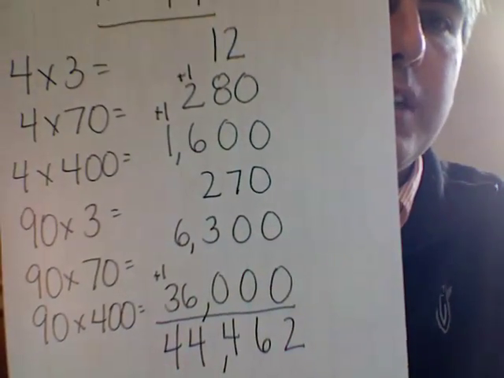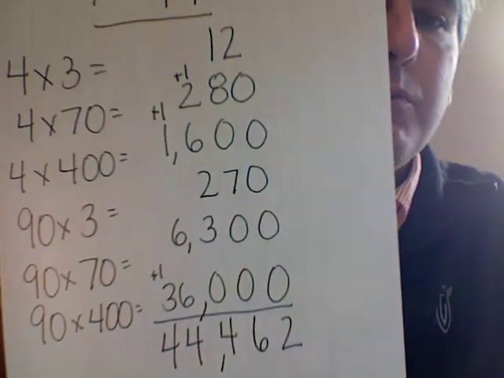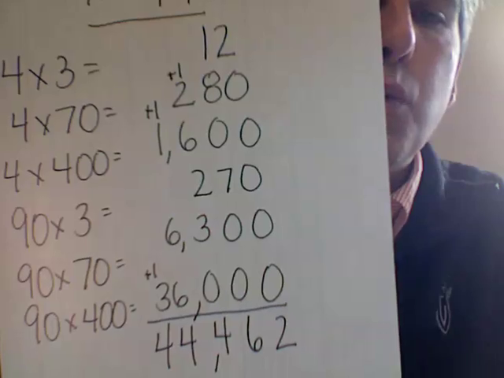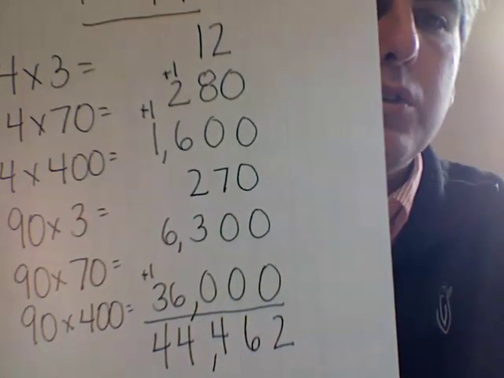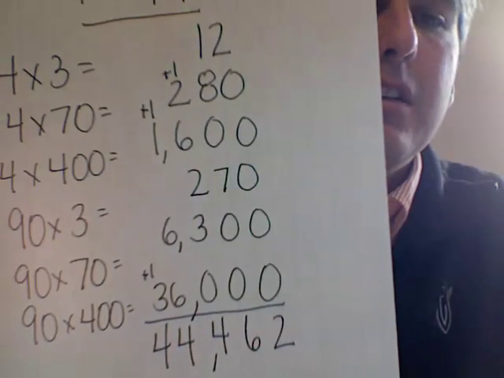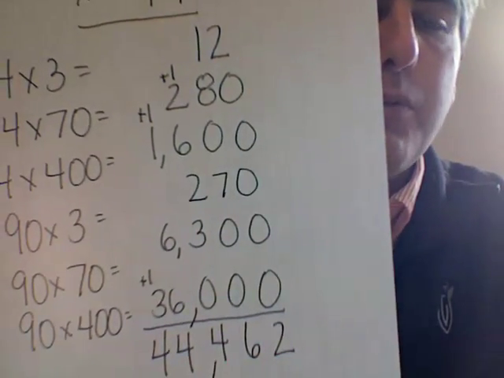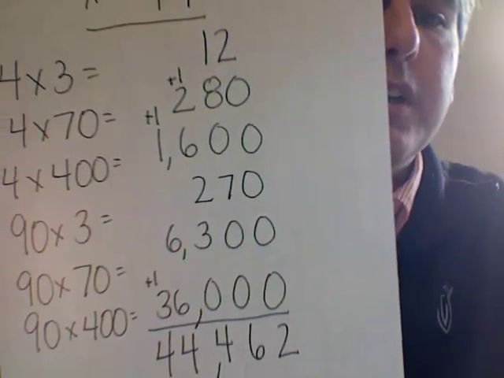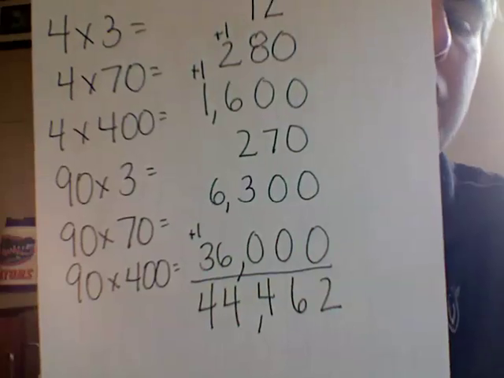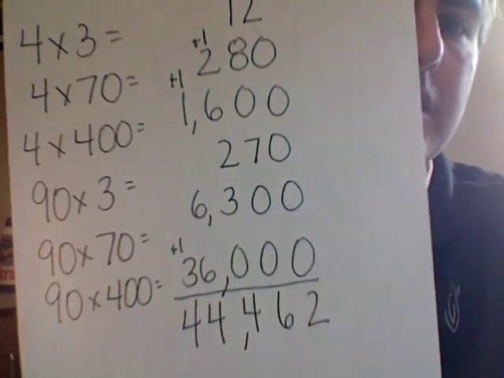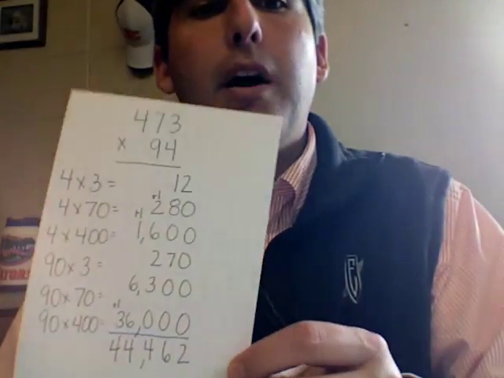We have 1 plus 2 is 3, plus 2 is 5, plus 3 is 8. We keep the 8, carry... The hundreds place: 1 plus 2 is 3, plus 2 is 11, plus 3 is 14. We keep the 4, carry the 1, 1 plus 2 is 3, plus 6 is 9, plus 6 is 14. We keep the 4, carry the 1, 1 plus 3 is 4, for a total product of 44,462.